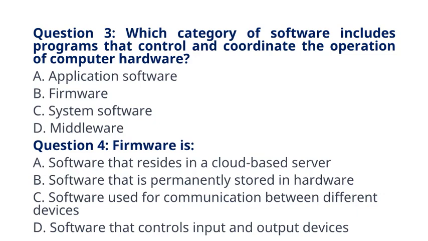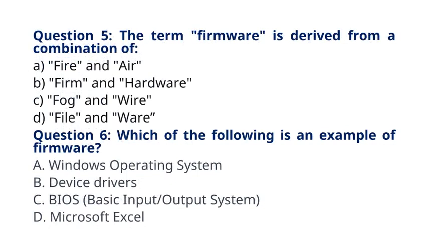Explanation: firmware is software that is permanently stored in hardware, typically in read-only memory, ROM, chips, and is used to control the operation of hardware components. Question 5. The term firmware is derived from a combination of A. Fire and air, B. Firm and hardware, C. Fog and wire, D. File and ware. The correct answer to question 5 is option B.